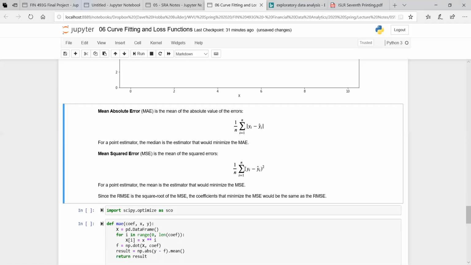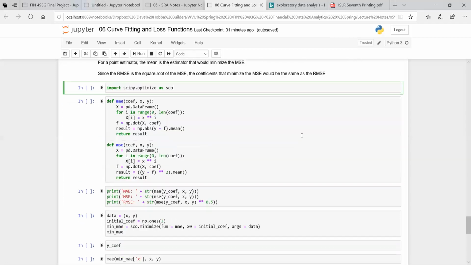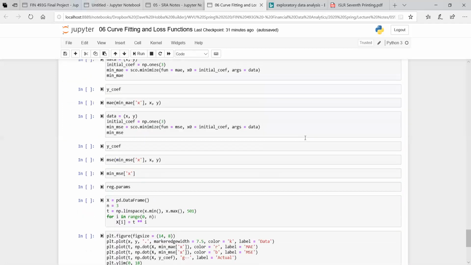And one of the reasons why we like mean squared error is that it is linear in coefficients. With the mean absolute error, this is not a linear function in coefficients. But with this, it would be linear, so you can take derivatives and things like that a little bit easier. And then another common loss function is root mean squared error, which is just the square root of MSE. So let's actually go over some of the math.